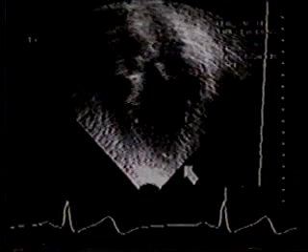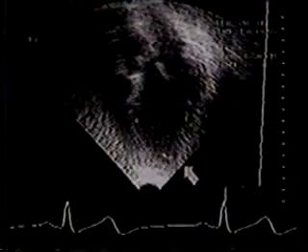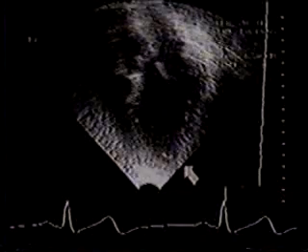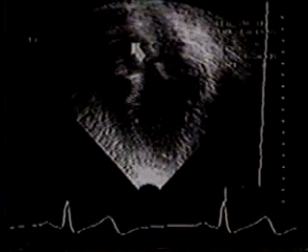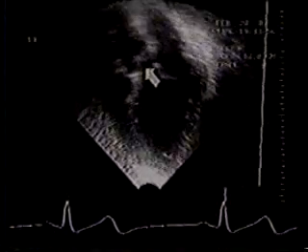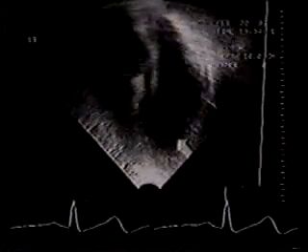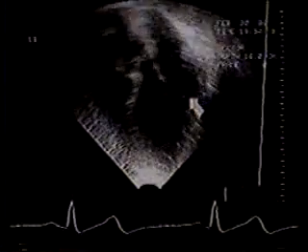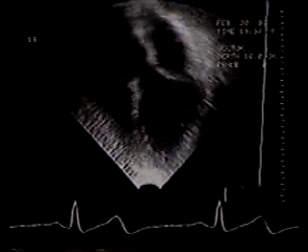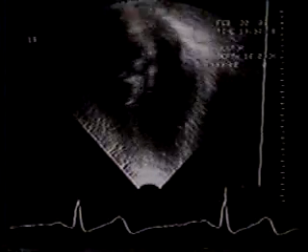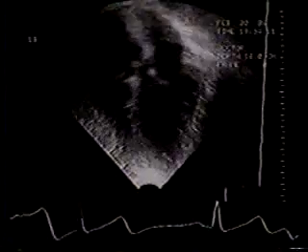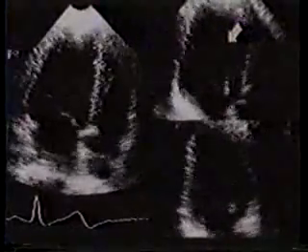Maintaining the apex down orientation, the transducer can be rotated to develop the apical long axis view. Here the aortic root and aortic valve are well seen. In real time, uniform ventricular contractility is again apparent. We will now display the apical four-chamber, apical long axis, and apical two-chamber views simultaneously.